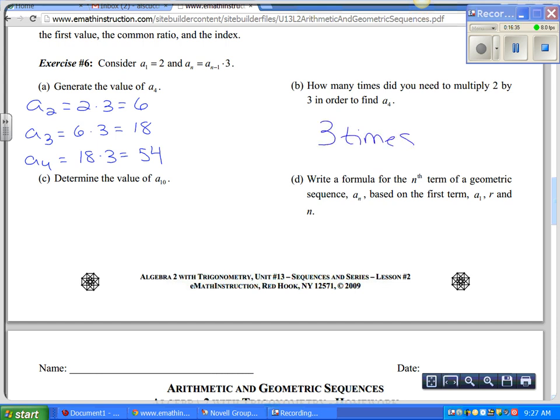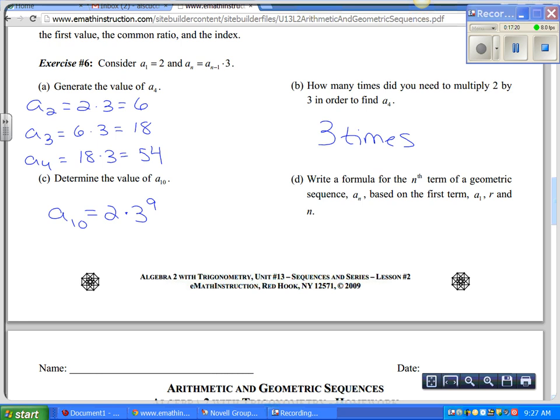What's repeated multiplication? Repeated addition is multiplication. Repeated multiplication is exponents. So if I want to determine the value of a sub 10, I know that my first term isn't going to change. And I know my common ratio isn't going to change. But the number of times I multiply my common ratio is going to change based on what term I want. So how many times would I have to multiply by 3 to get my 10th term? 9 times. Does that make sense?